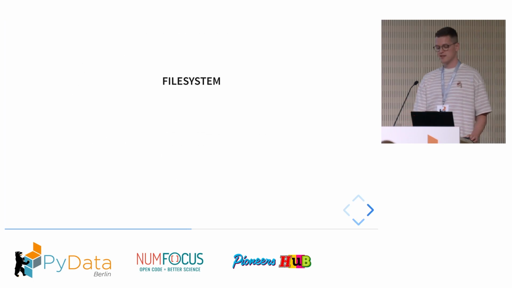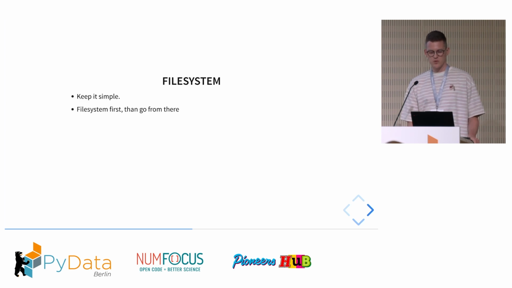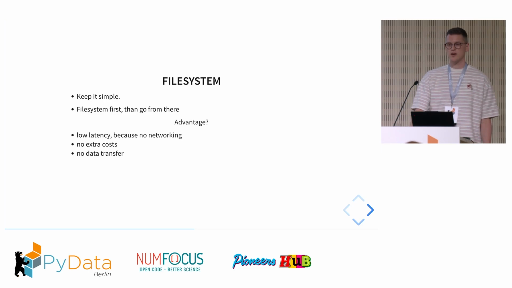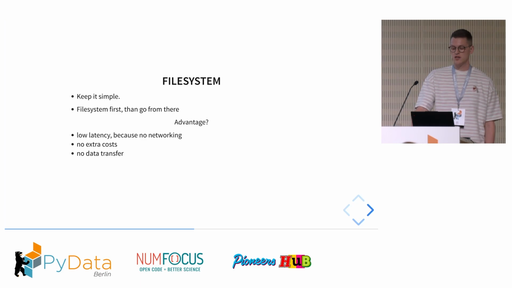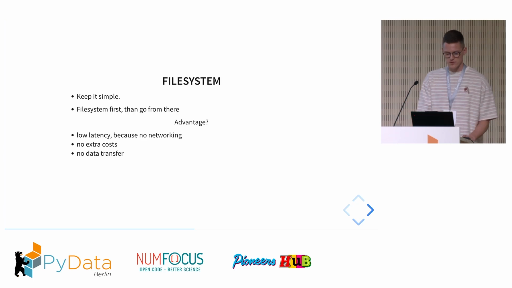Okay, let's say we decided to go file system here, because we want to keep it simple, and we do file system first and then go from there. Everything else we can deal with later on. The advantage, we have very low latency because we have no networking. There's no network traffic involved at all. Usually if we have some kind of server, we do have a file system ready somewhere. It comes at no extra cost usually, and we have no data transfer, which usually also can raise costs if we're dealing with different cloud providers, for example.